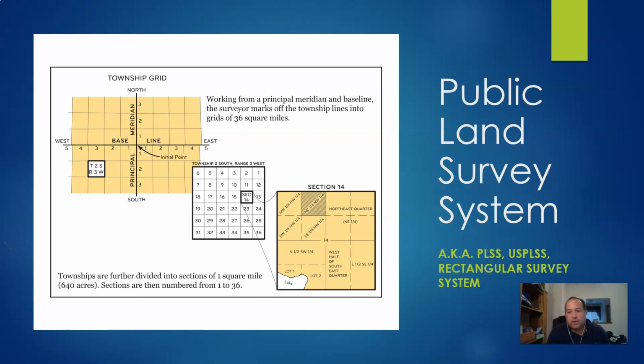Hello everybody. So today we're going to be talking about land survey systems, but we're really going to focus on one specific one, and that's the Public Land Survey System. You might hear it also called PLSS or USPLSS, but it's a rectangular survey system, and it's basically how we decide to split up land in the West.